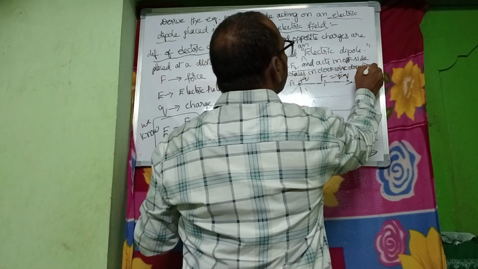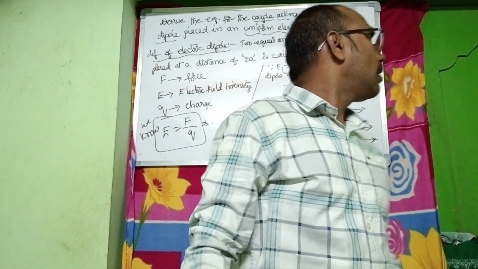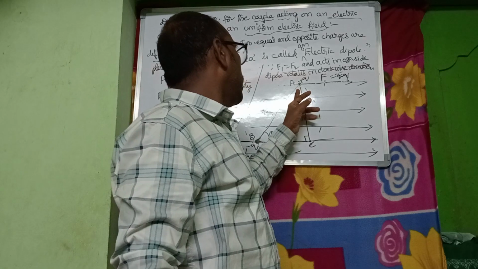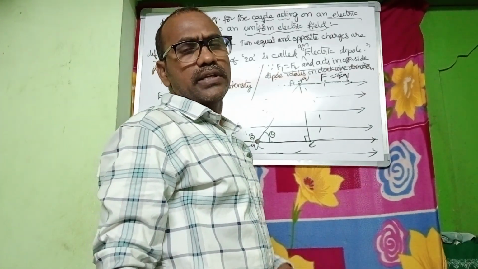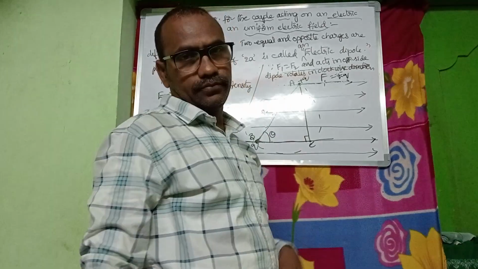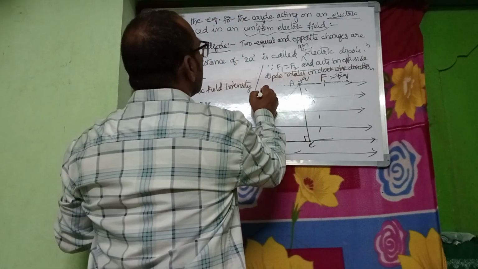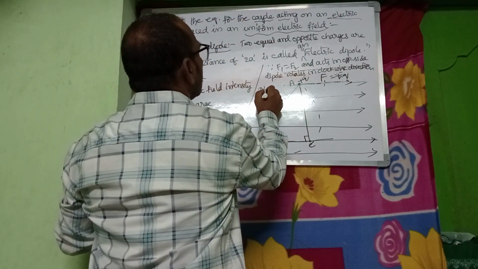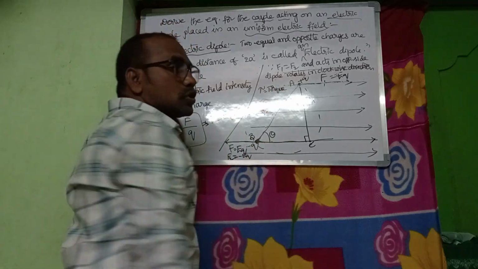So here that force is called torque. If a force acts on a body to rotate it in clockwise or anti-clockwise direction, that force is called torque. Now, torque equal to tau. But these two are equal.